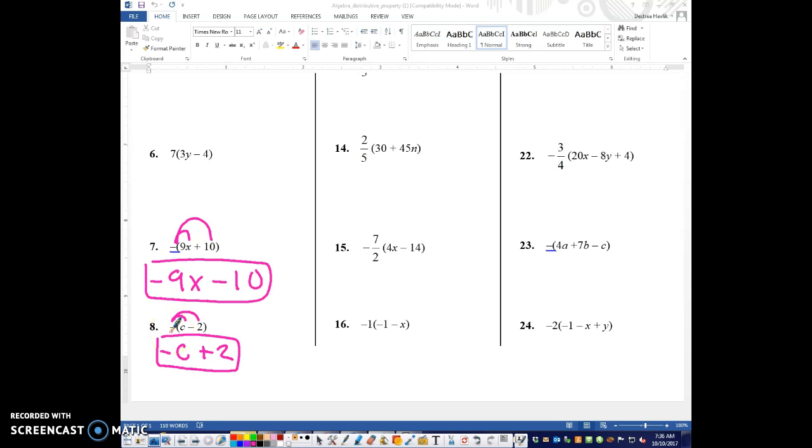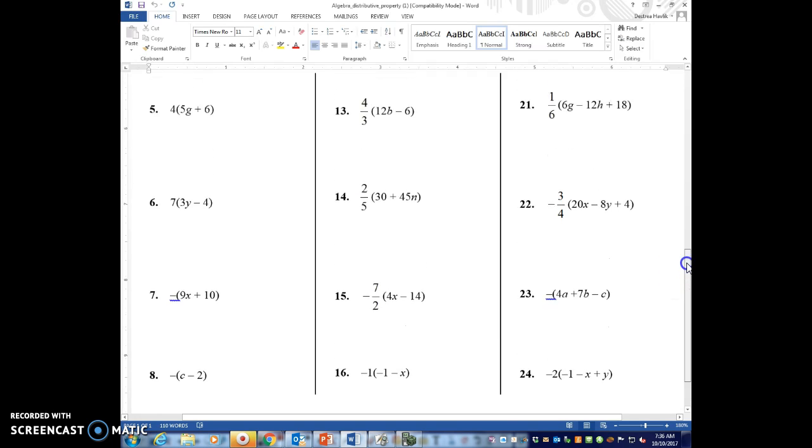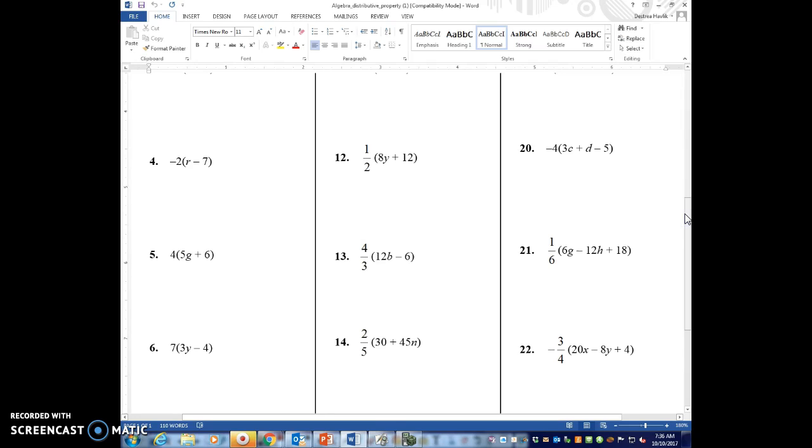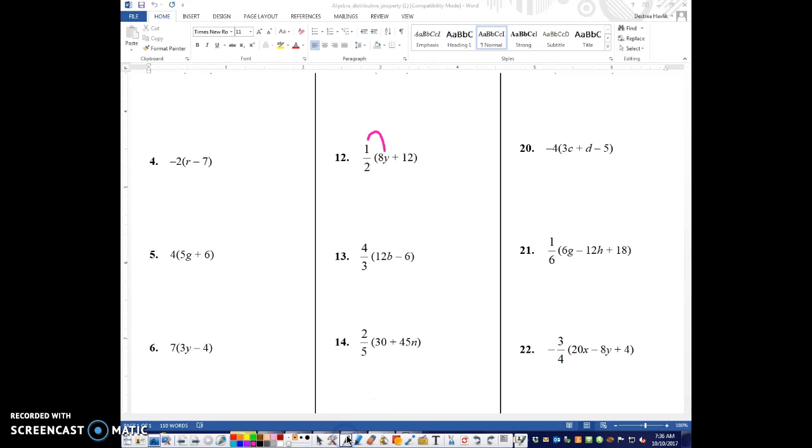Okay? So now I want to do a fraction example with you because I want you to see how that goes. So a fraction example, I'm going to do number 12. Okay, so number 12. What is 1/2 times 8y? Well, I want to show you how to type that in. Parentheses, 1/2, 1 over 2, close parentheses, times 8. So this would be 4y.